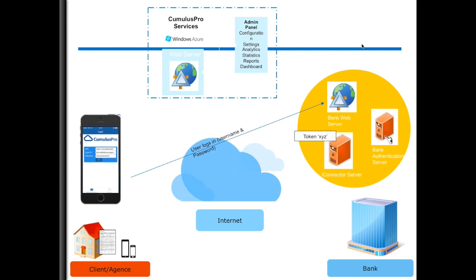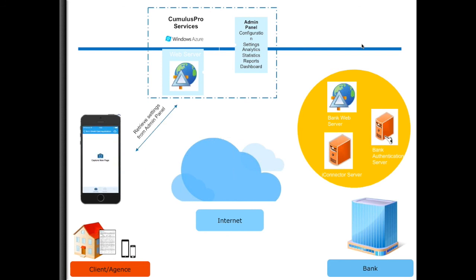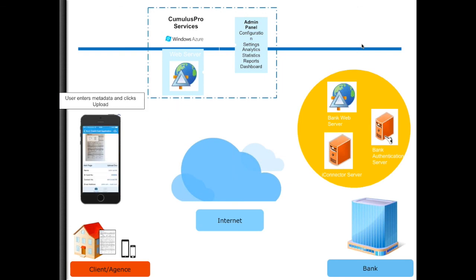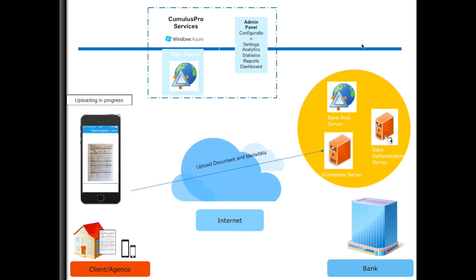So the full security is sitting actually at the bank in this case. Once we have the token, we go to Azure, where we basically check what the configuration of the scan should be. So in this case, I will, for instance, like I showed you, have a 200 dpi black and white for expenses. Then you basically capture the image, you add the metadata, you send it on. So it's going to be uploaded and it will be sent directly into the application.